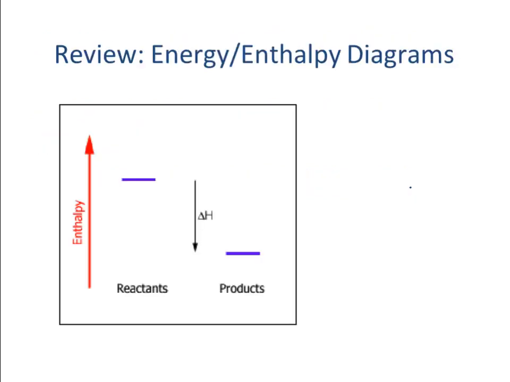And remember that there are energy diagrams that relate stability and energy and enthalpy for reactions. In this case, the reactants are higher in enthalpy than the products, so the reaction loses energy, so it's exothermic. And it also means that the products are more stable, the reactants are less stable.